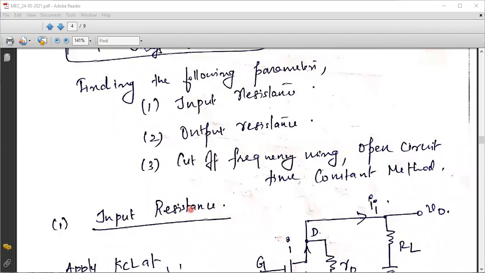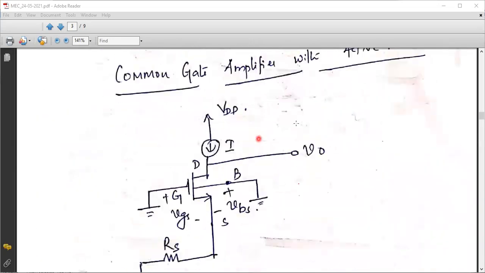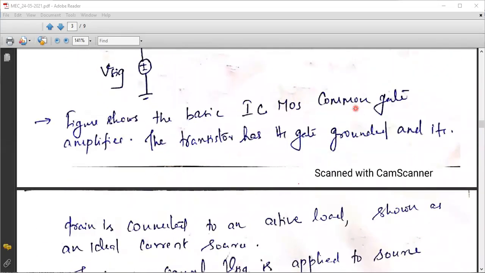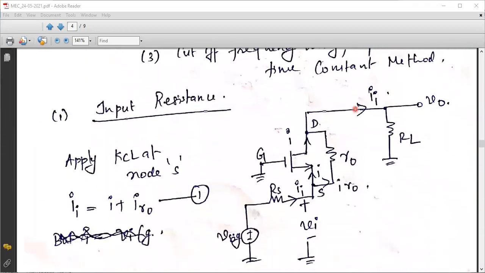So first, let us discuss how we can find the input resistance of this particular common gate amplifier with active load. Side heading: input resistance. To find the input resistance, let us draw the equivalent circuit as shown here. I have considered a signal voltage at the input terminal, that is at the source terminal, and I am taking the Vout from the drain terminal. Please draw the circuit and later I will explain.